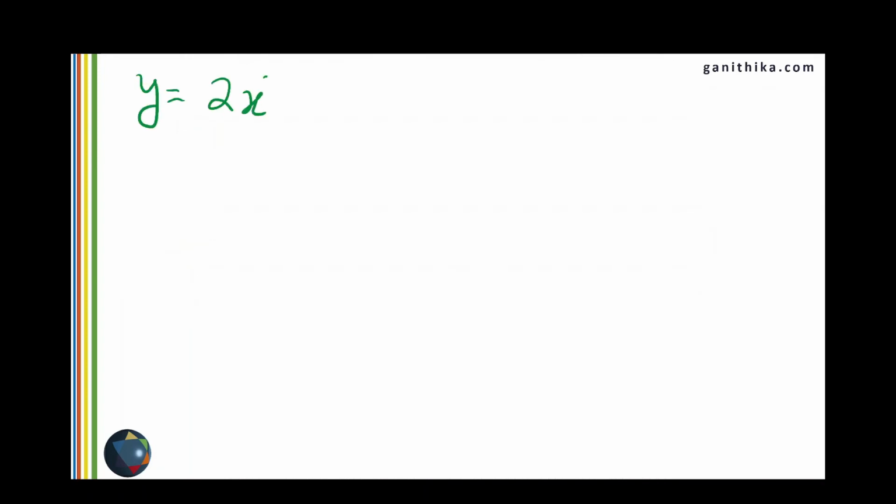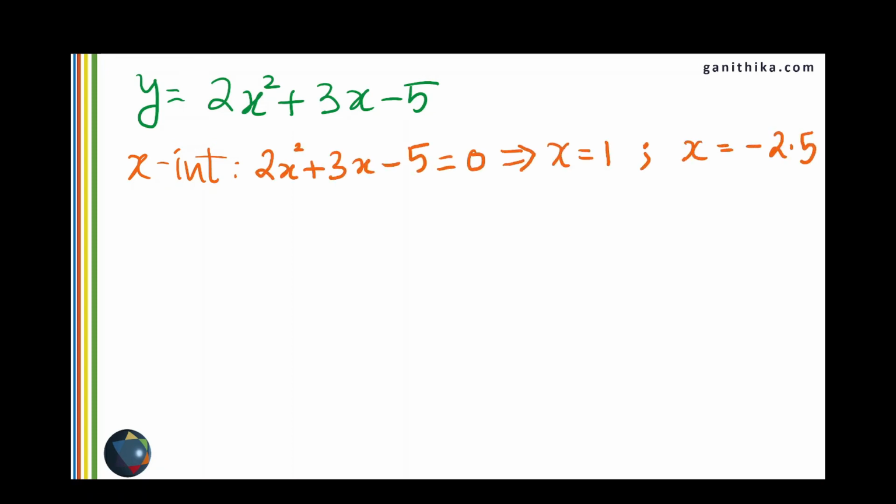Let's see an example. 2x square plus 3x minus 5 equal to y. Now you need to find all the 4 points. First is the x-intercept. And there are 2 x-intercepts usually for a quadratic equation. So substituting y equal to 0 and solving for x, in this case you are going to get x is equal to 1 and x is equal to negative 2.5. If you do not know how to solve quadratic equation, register in the website Ganitika.com and look into the algebra topic and you will know how to solve quadratic equations.